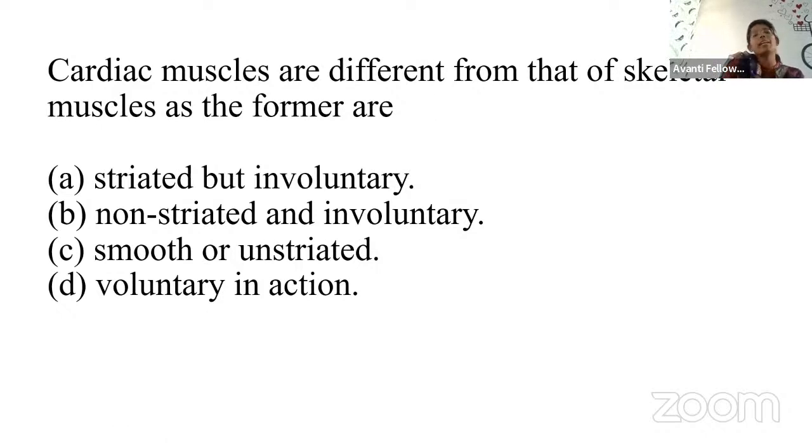So how are cardiac muscles different from skeletal muscle? See, observe the question carefully. Here, most of us will be confused. The thing is, cardiac muscle is different from skeletal muscle. How do we say that? We have to write the characteristic of a cardiac muscle, not the skeletal muscle. So if you know the characteristic of a cardiac muscle, then you can give the answer, right? So what is that? Striated but involuntary, non-striated and involuntary, smooth or unstriated, voluntary in action.